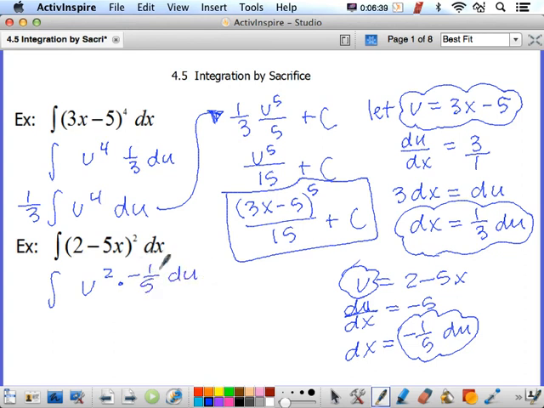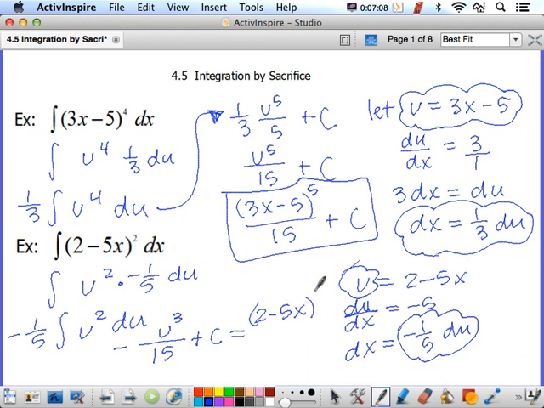And just to make this look a little less awkward, I'm going to factor it to the front. And add 1 to the power, divide by the new power, because now it's a monomial and we can do that. So we now have negative 1/15 u cubed, right? So that's u cubed over 15. But we can't stop there. We have to resubstitute, get rid of the u's, and we have 2 minus 5x to the third. There's a negative out there, over 15 plus c.